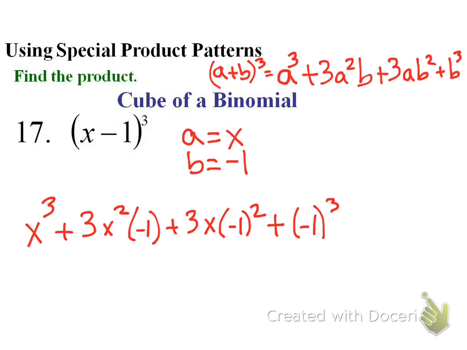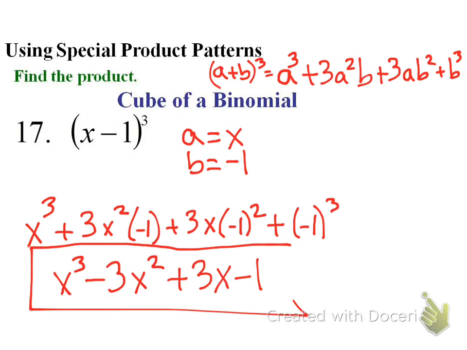So I just rewrote it. All the A's I turned into an X. All the B's I turned into a negative 1. I kept the B's in parentheses to figure out what happens with the negative signs. So when I go through and simplify, the X to the third is just X to the third. We'd have to multiply the 3 and the negative 1, so this would be minus 3x squared. Here, though, the negative 1 is being squared, so that would be a positive, so just plus 3x. And then negative 1 times negative 1 times negative 1 is negative 1.